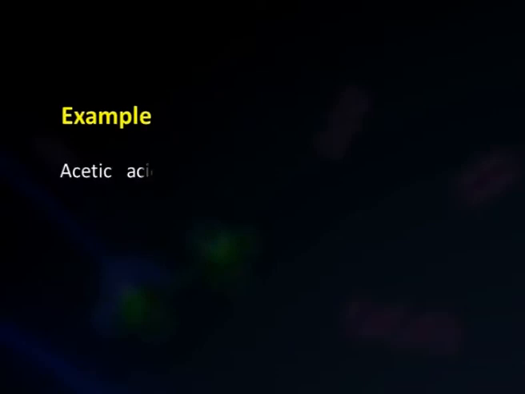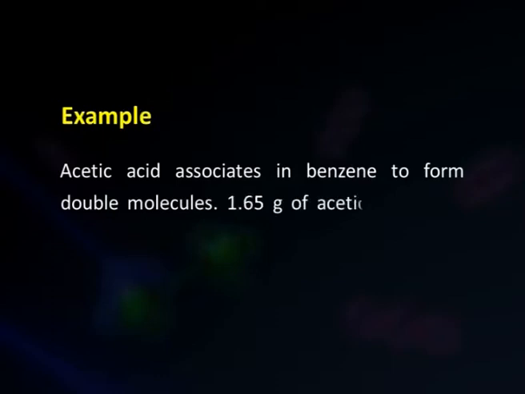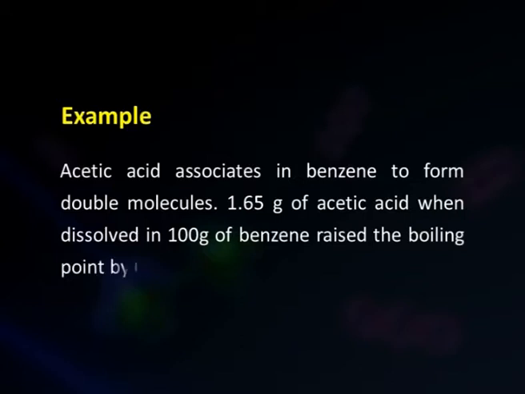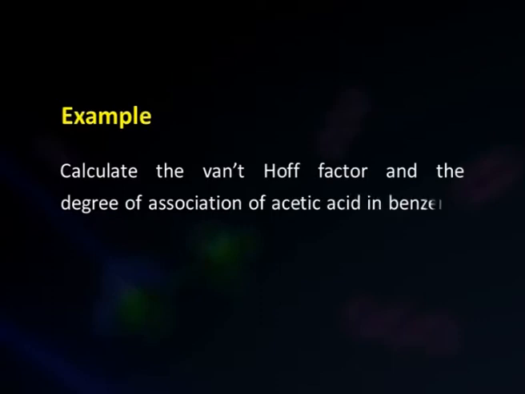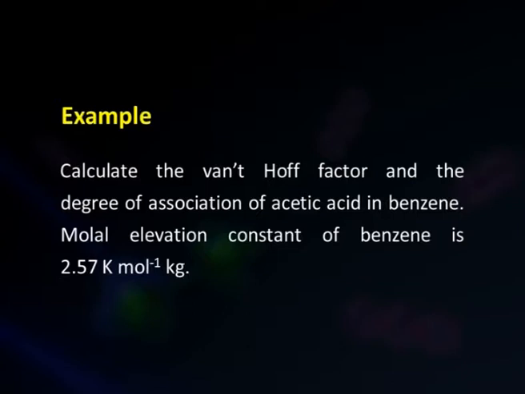For better understanding of association, we are taking an example. Acetic acid associates in benzene to form double molecules. 1.65 grams of acetic acid when dissolved in 100 grams of benzene raised the boiling point by 0.36 degrees Celsius. Calculate the Van 't Hoff factor and the degree of association of acetic acid in benzene. Molar elevation constant of benzene is 2.57 Kelvin kg per mole.